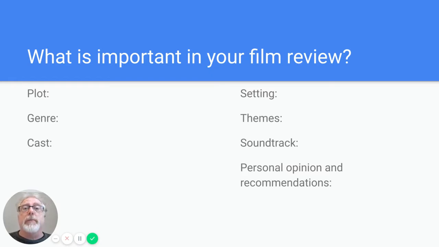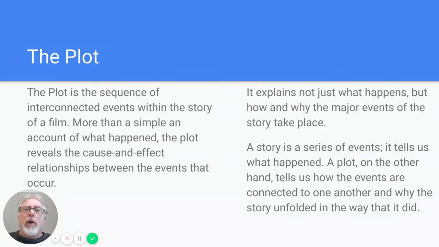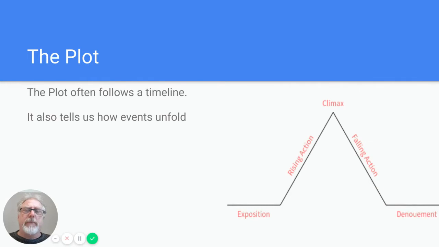So let's get into those a little bit deeper now. So the plot is a sequence of interconnected events. It's not just the story. It's more than a simple account of retelling the story. It reveals a cause and effect. What happened and why did those things happen? What are the relationships between things that happen? So it tells us basically what events lead to what events. And you summarize that. You don't just retell the story. A little bit more about that.